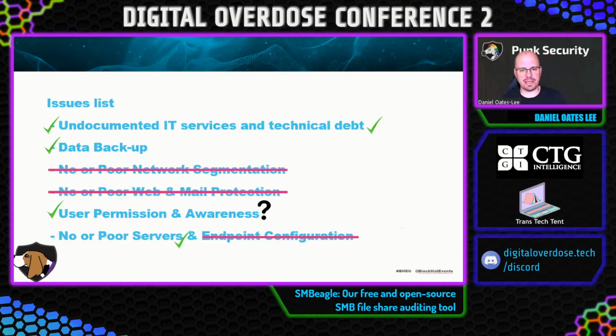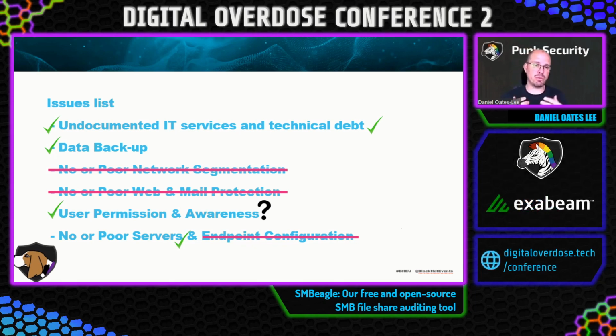So what was our approach? Well, we had a look at the list and we went, right, well, undocumented systems and IT's technical debt, we could probably do something about that. We could probably script something to help search and fix that. Data backups, again, we can probably do something about that as well.